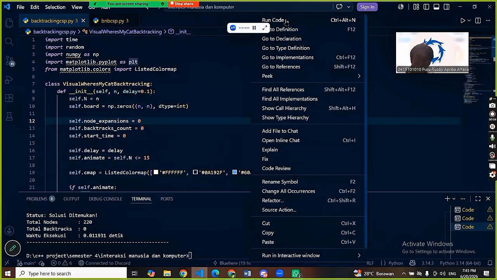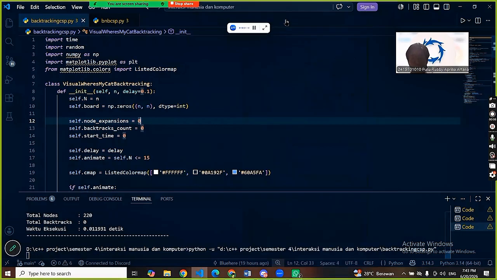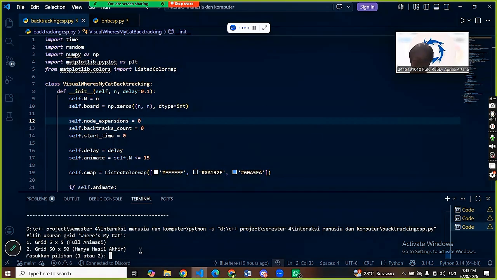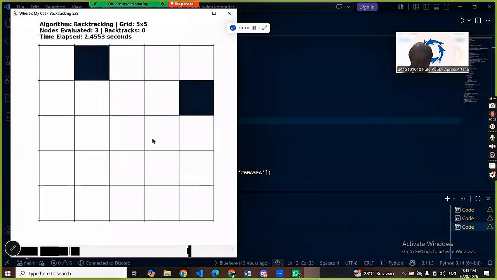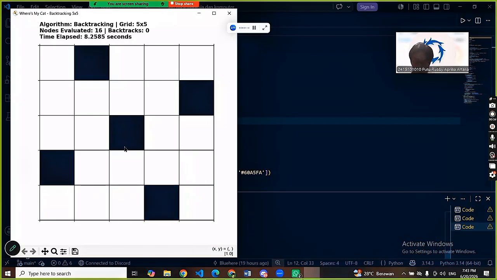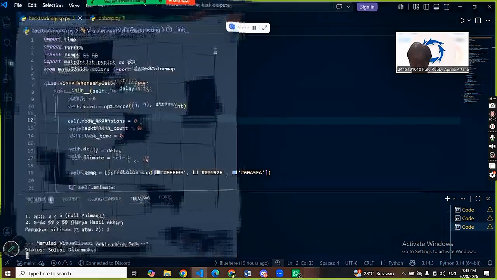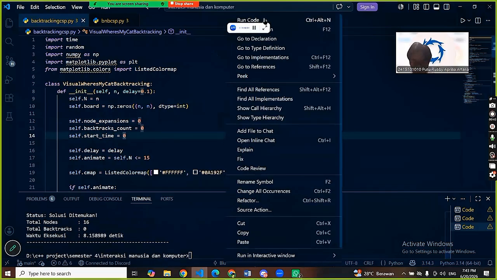I have already made code for the backtracking algorithm and the branch and bound algorithm, but let's try the backtracking algorithm first. In this code, we'll try to find a solution of the CSP, and there are two options here: the 5 times 5 and the 50 times 50. Let's just try the 5 times 5 first. Okay, so this is the animation of the 5 times 5. Yes, you can see here the nodes evaluated is 16.